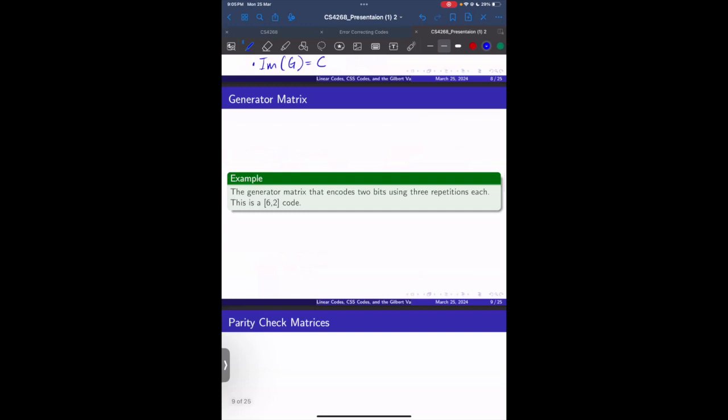So consider the repetition code. You have 2 bits, you just repeat them 3 times. What will the generator matrix look like? Let's say I have some original message 1 0. What I want to get is G of u, maybe we write it as a column vector, 1 1 1 0 0 0, right?